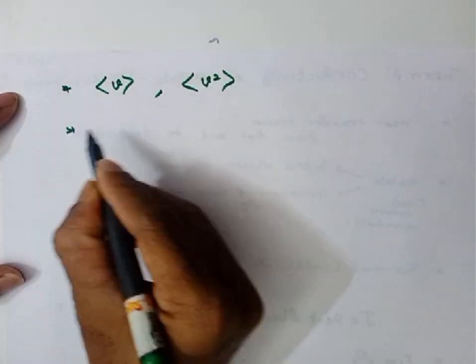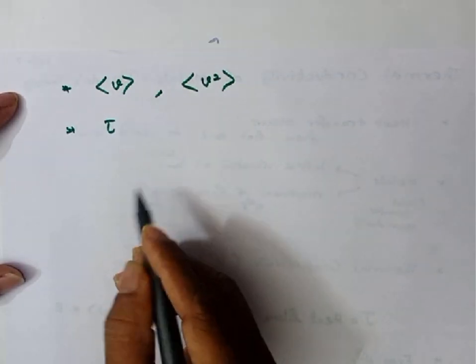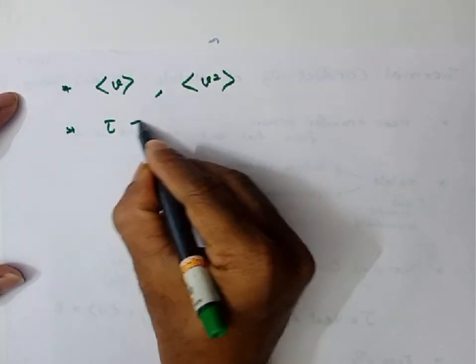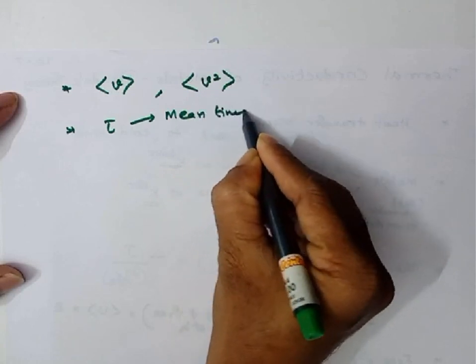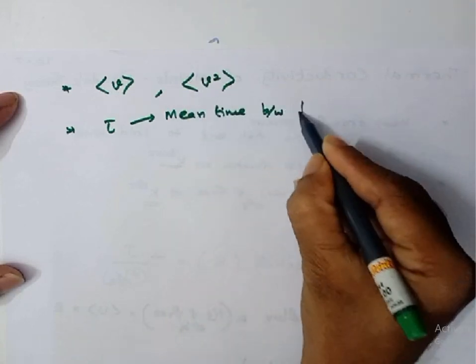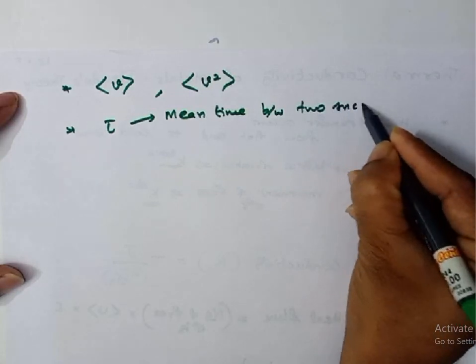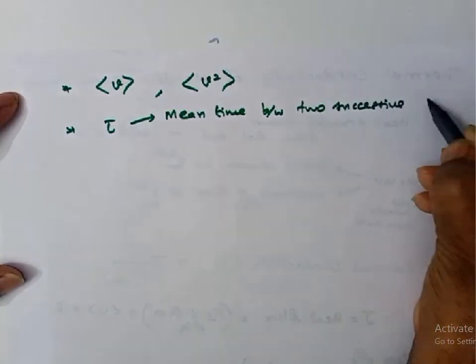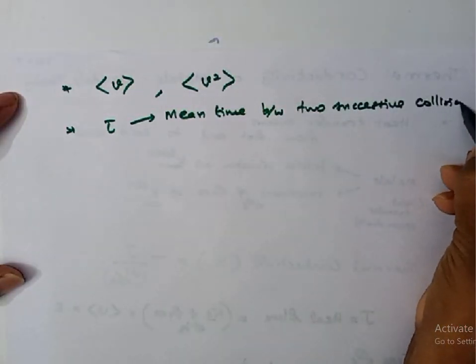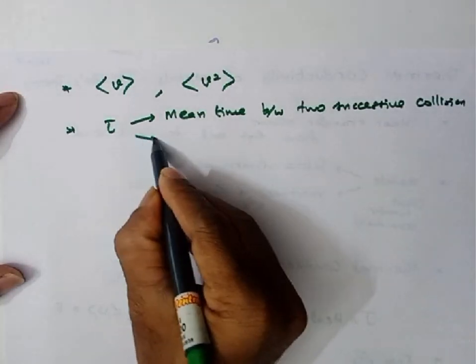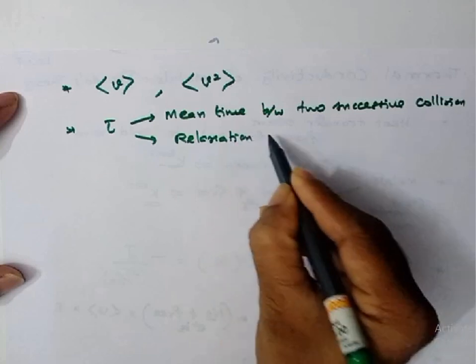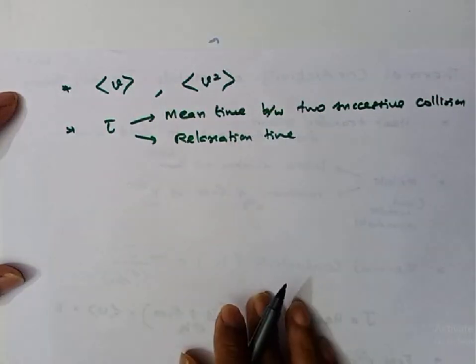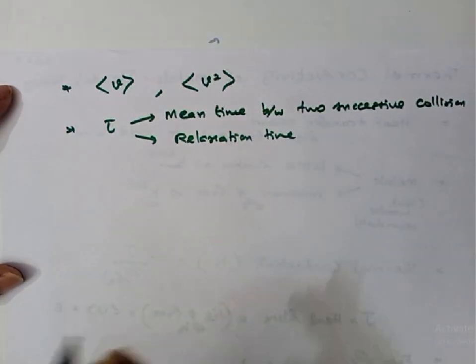Then another term called tau. What is tau? It is the mean time between two successive collisions. It is also called relaxation time.